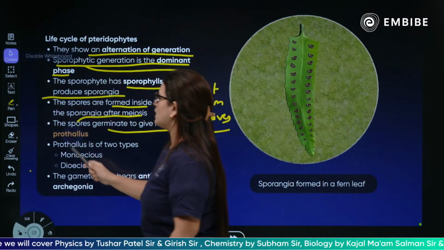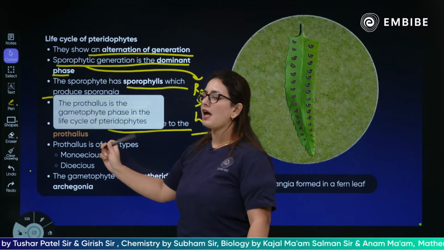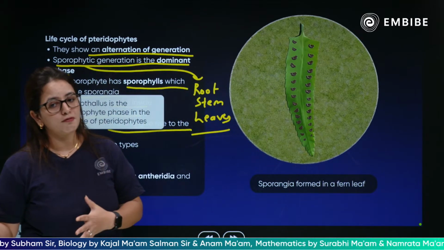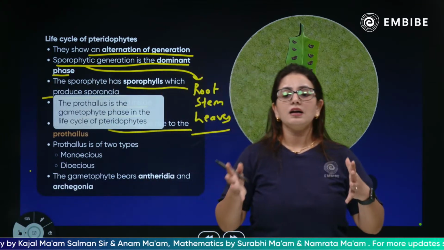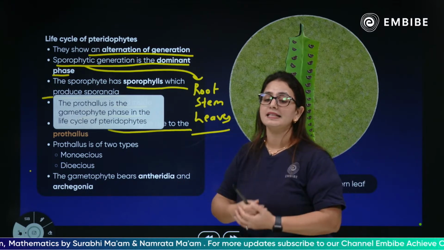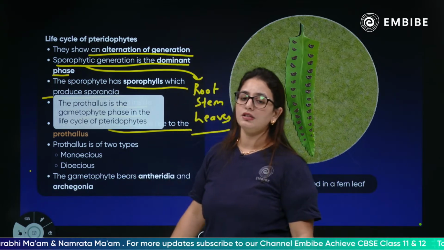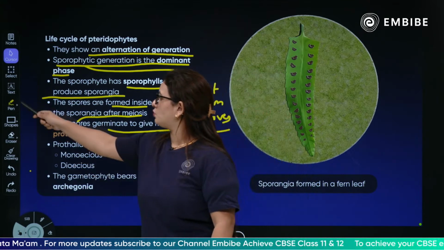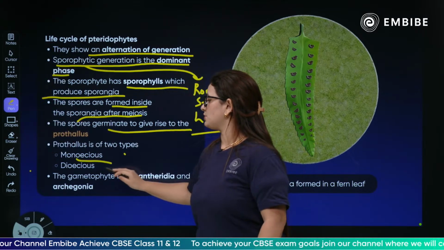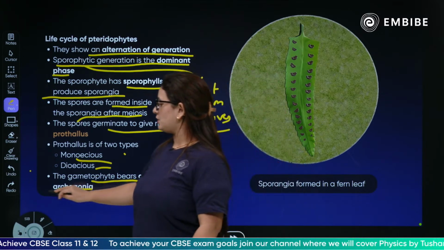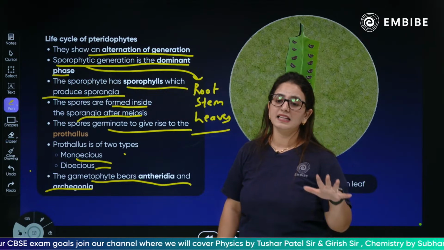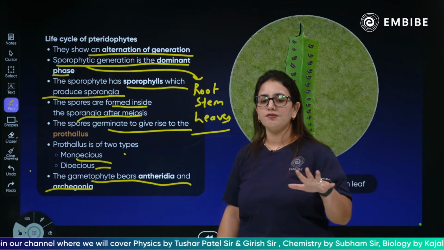What is a prothallus, children? A prothallus is the gametophyte phase in the life cycle of the pteridophytes. So, once the spores are produced by the sporangia by meiosis, the spores develop into a prothallus. Yes, the prothallus could be of two types. It could be monoecious, it could be dioecious. The gametophyte bears antheridia and archegonia, the male and female sex organs.